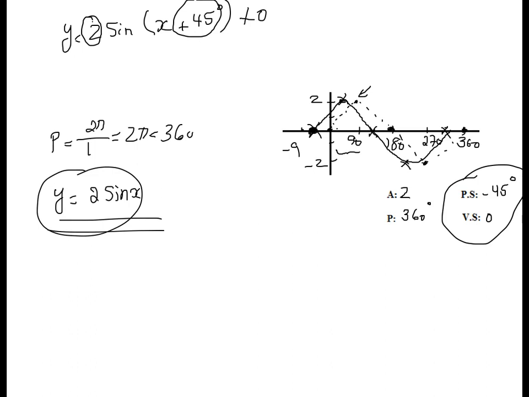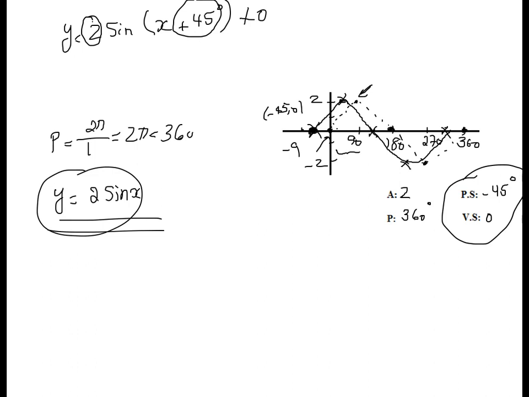Now let's find the coordinate of the transformed point. What is the coordinate of the origin before? Before, it was 0, 0. But here I just moved left 45 degrees. So what is the new coordinate? -45 and 0. Okay?